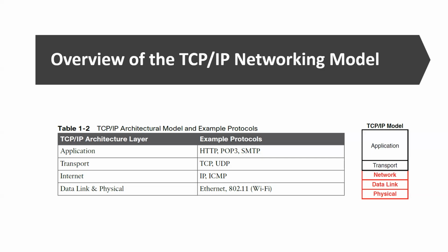Then the data link and physical layers. On the left, the table shows them combined. That is the old TCP/IP model, which was redefined some years ago. Now they broke it back up into data link and physical. Data link is the layer that handles protocols dealing with MAC addresses and communication within a broadcast domain and collision domain.